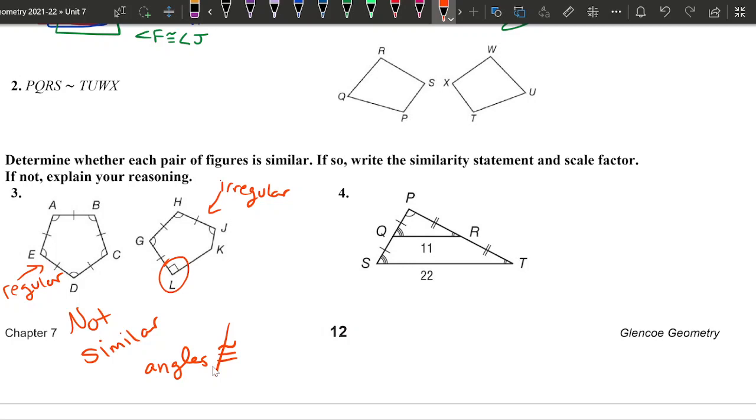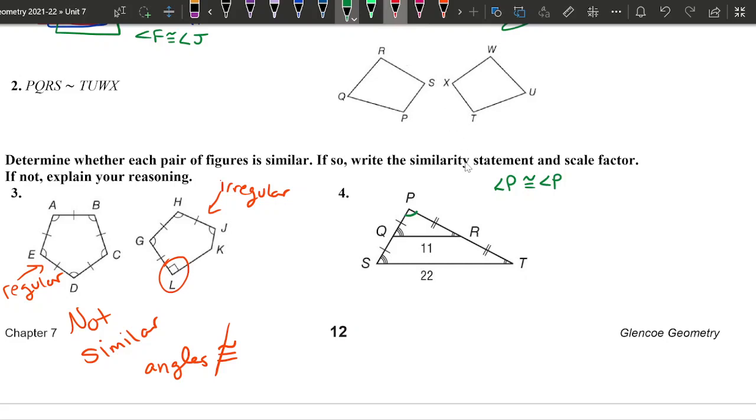Okay, on number 4, are these two triangles similar? So we have to see, do they have congruent angles? Well, here's an angle with a single line, angle P. And it's congruent, so we'll call that angle P of the little triangle. That's congruent to angle P of the large triangle. Does everyone agree with that? Because they share that angle.